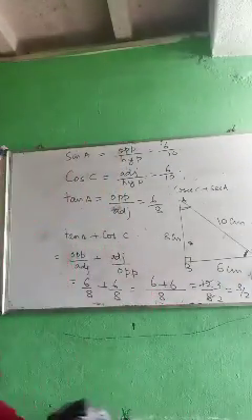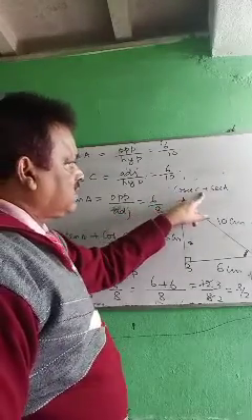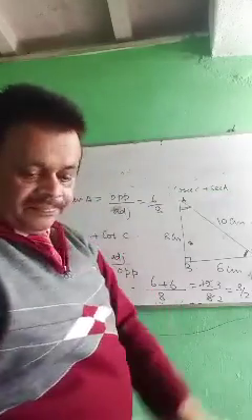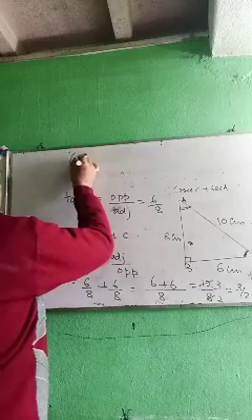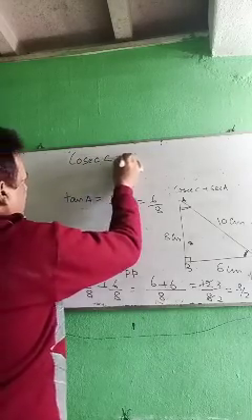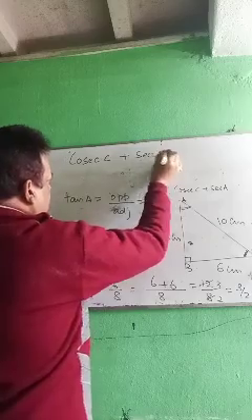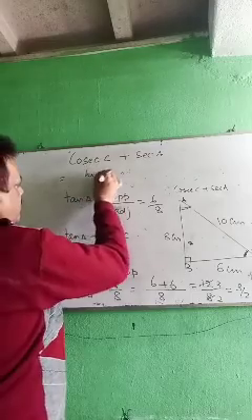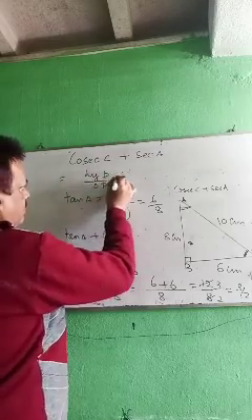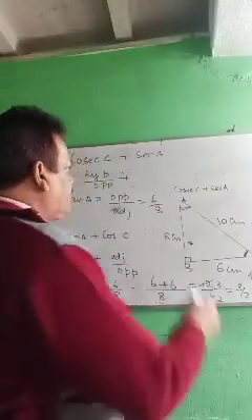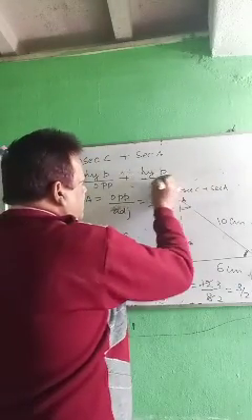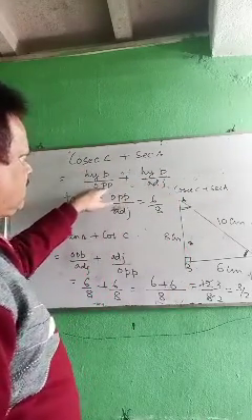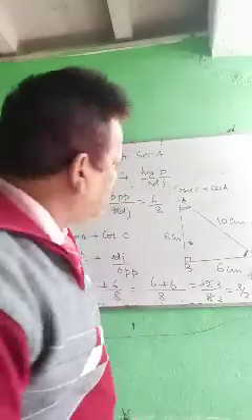Then comes cosec A, cosec C plus sec A. But you remember what is the formula of cosec? That is hypotenuse by opposite. The formula of sec is hypotenuse by adjacent. These became the formulas now. Cosec is hypotenuse by opposite. Sec is hypotenuse by adjacent. Now look here.